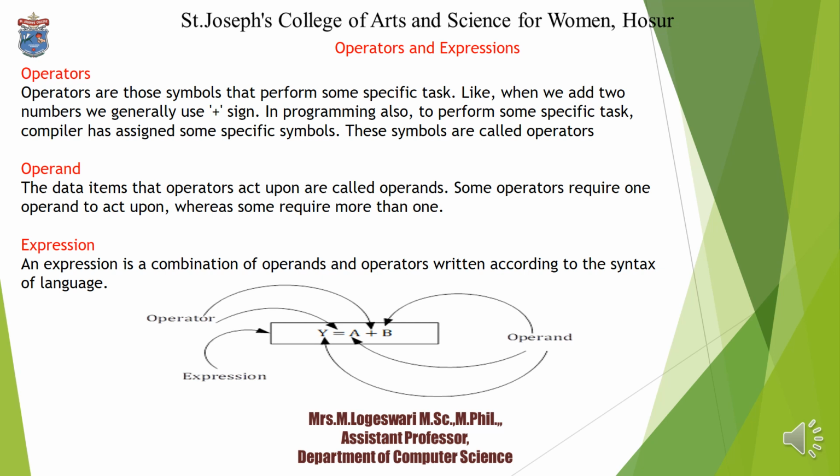Next one, expression. So what is an expression? Any combination of operators and operands is called an expression. One expression is y equal to a plus b. In this statement, what are the operands? y, a and b. These are the operands. What are the operators? Equal and plus. These are the operators. What is the expression? The whole statement, y equal to a plus b, is the expression.